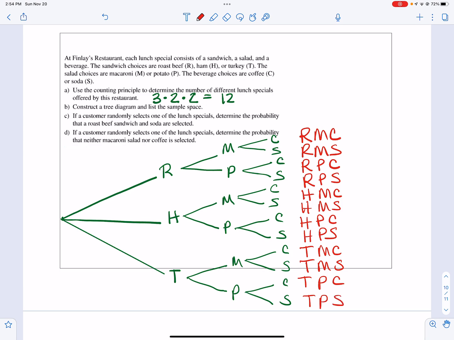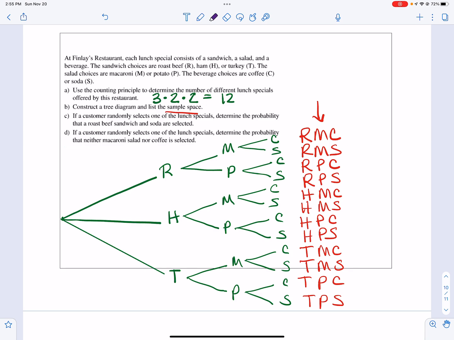So those are the 12 choices, and that's good to have them listed out because that's going to be the sample space. So this right here is all of my sample space, and then of course I have the tree diagram, and we're going to use that sample space to determine the probability, okay?